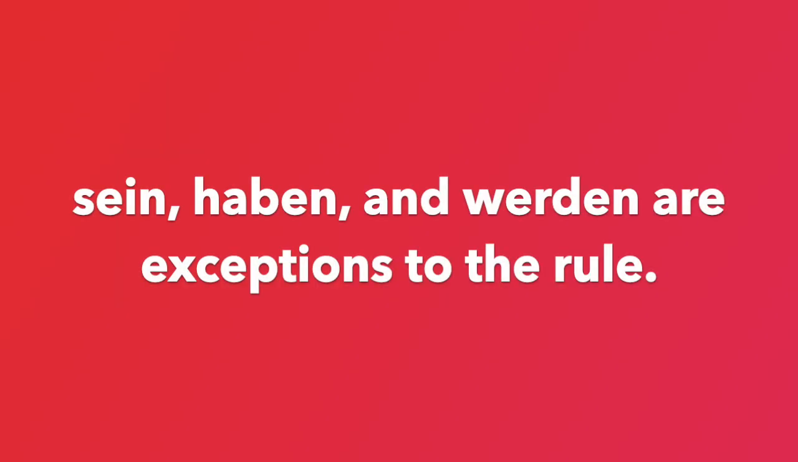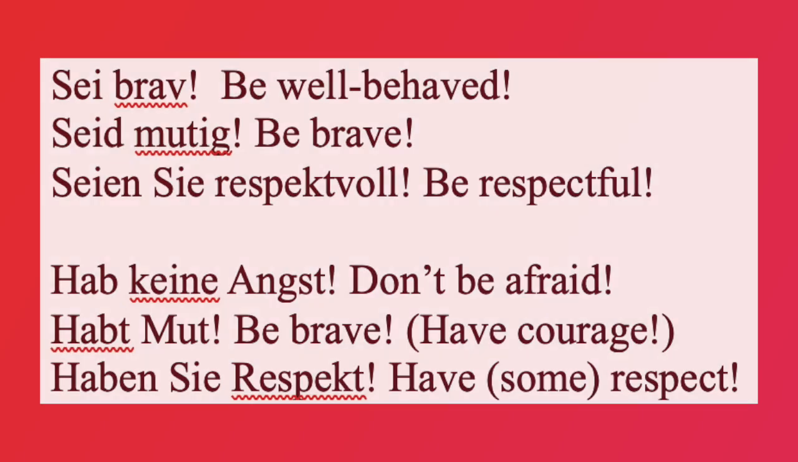So last couple of things. Some verbs like sein, haben, and werden are irregular because German is hard. So we have these examples. Sei brav, be well behaved. Seid mutig, be brave. Seien Sie respektvoll, be respectful. Hab keine Angst, don't be afraid. Habt Mut, be brave. Haben Sie Respekt, have some respect.